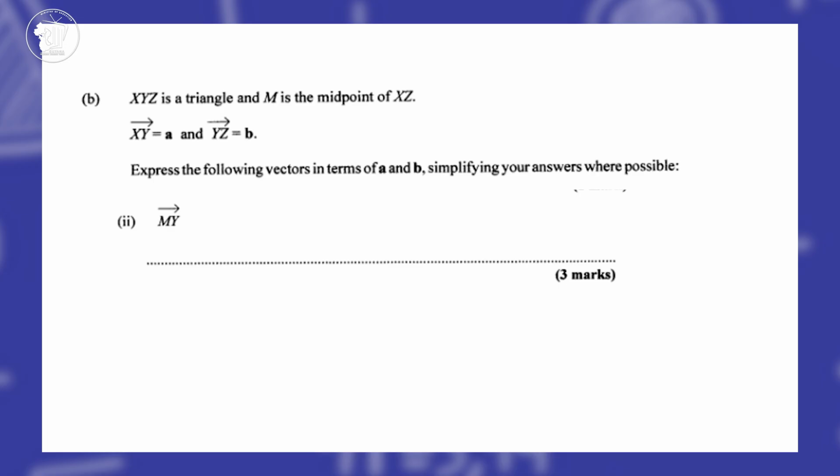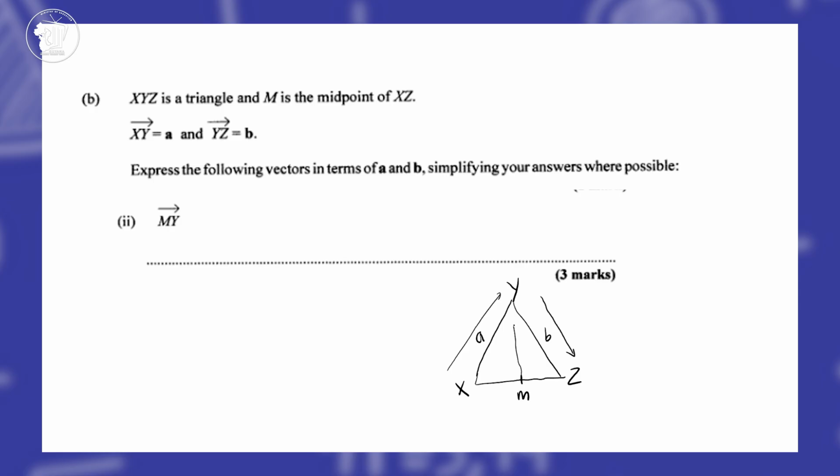This question says, express the following vectors in terms of A and B. So we want the same set of vectors. We want to find MY. So let's draw back our triangle. We see here we had X, Y, and Z, and here to be the M. And here is A, and here is B. A is that you move across, and B was that you move down there. Now the directions are very important. Good. And we want to find MY.